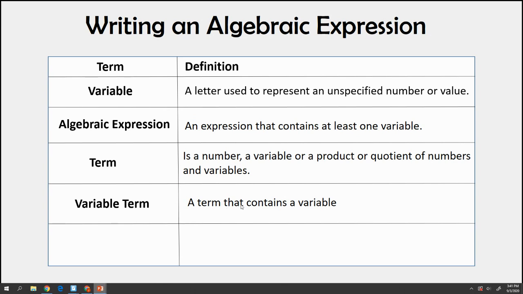And you'll hear this over and over. A constant term is a term that doesn't have a variable. So basically, a constant term is a number. Okay, 10 is a constant term. You'll hear me use this quite a bit.